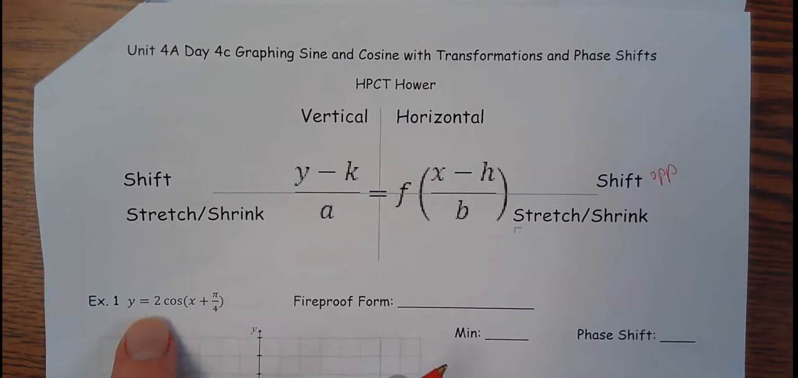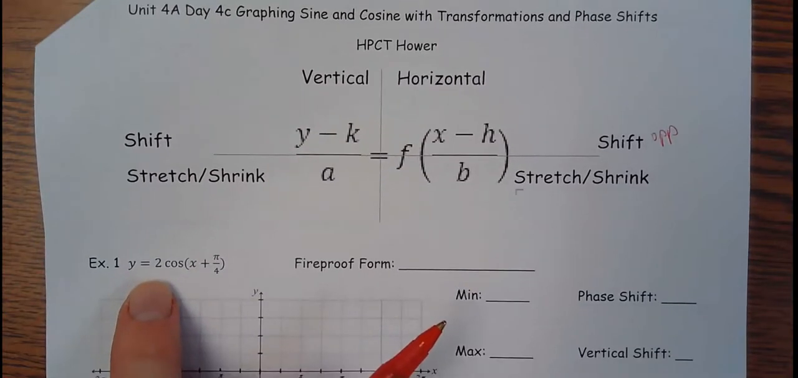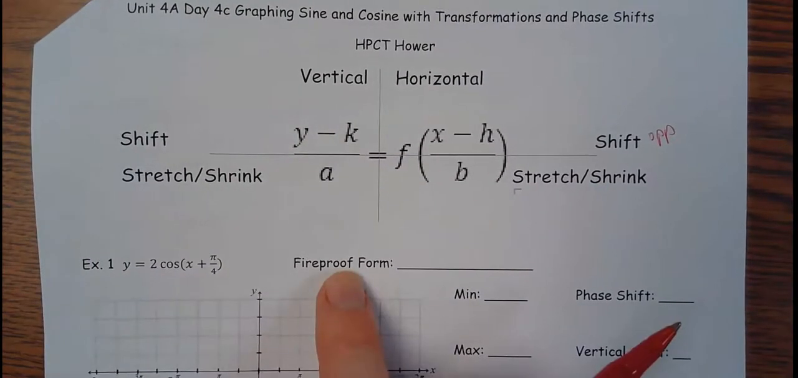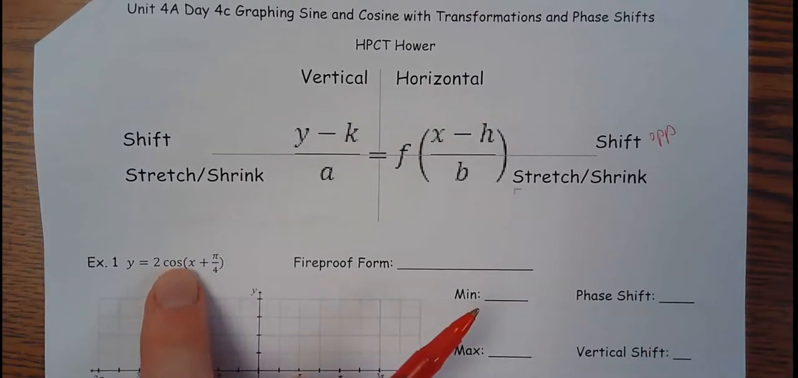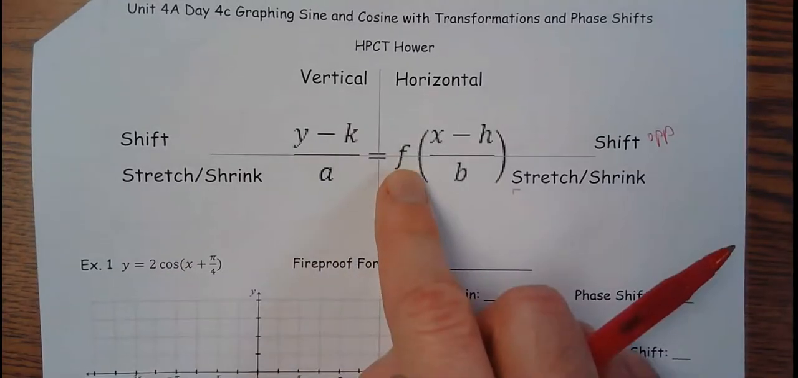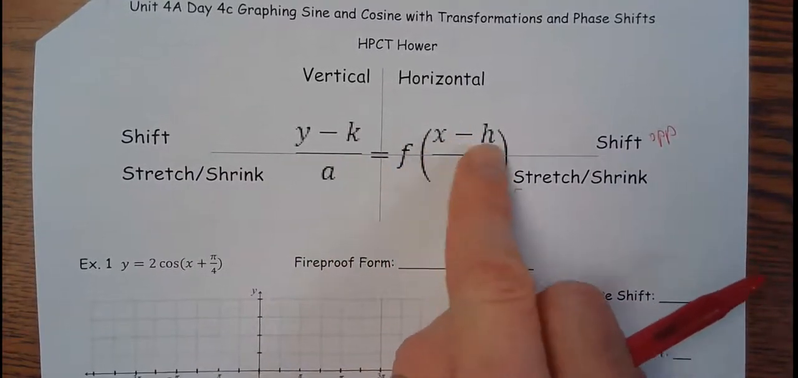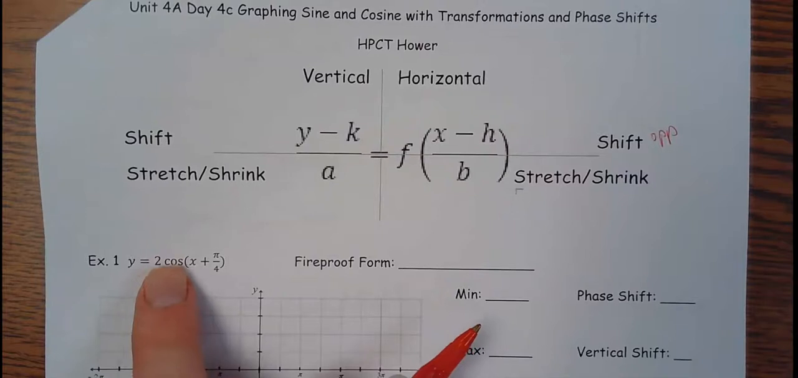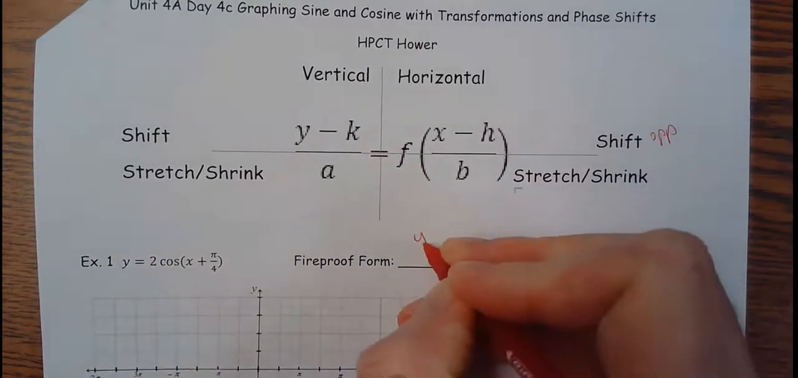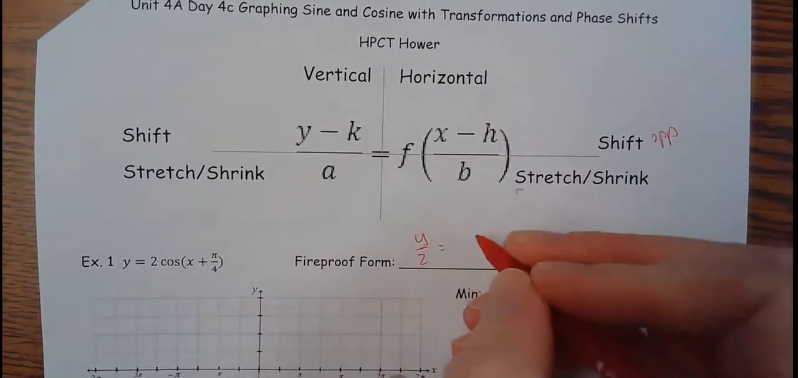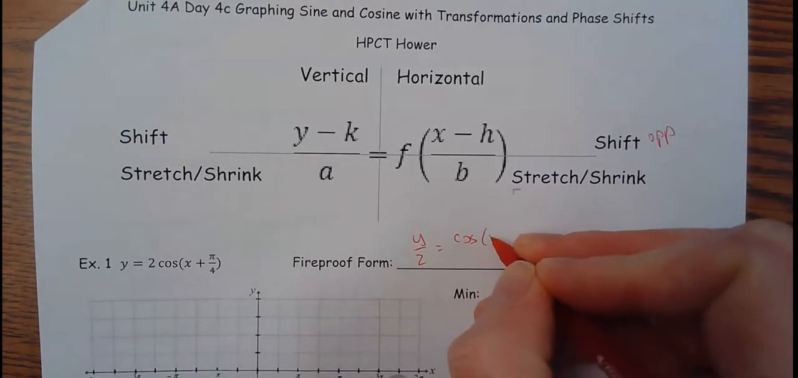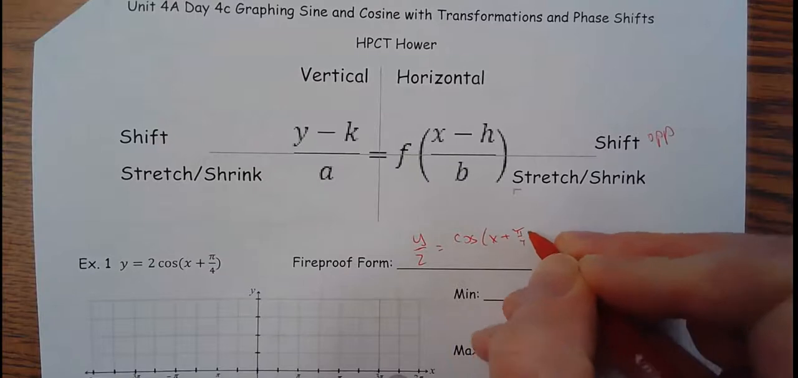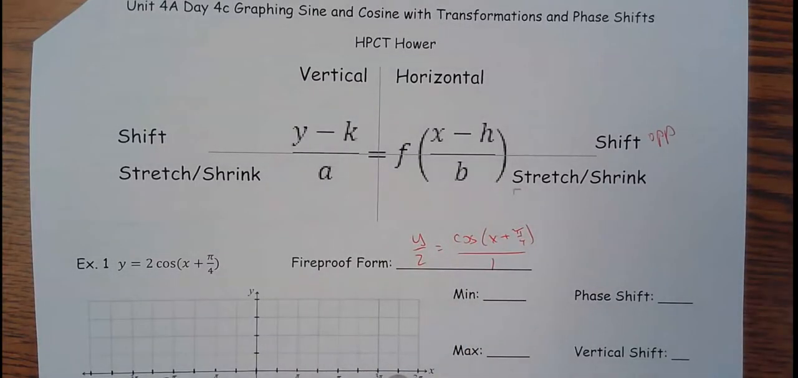So first off on this one, we're just going to mix some things together here. So this equation, let's write it in fireproof form. I want the cosine by itself because I just want f of x and then whatever transformations inside with it, but I want that by itself. So the 2 needs to come over. So this would be y over 2, and then that would equal cosine of x plus pi over 4, and that would just be over 1.